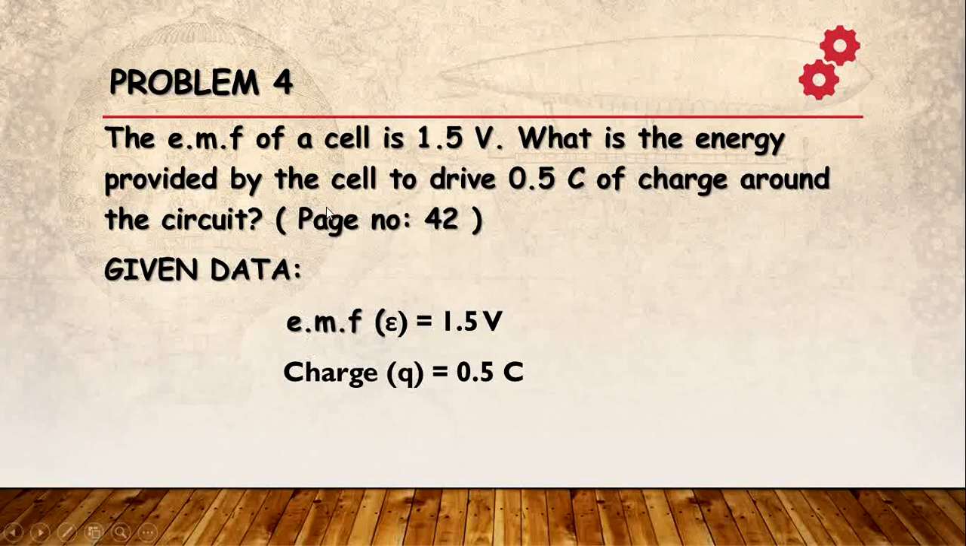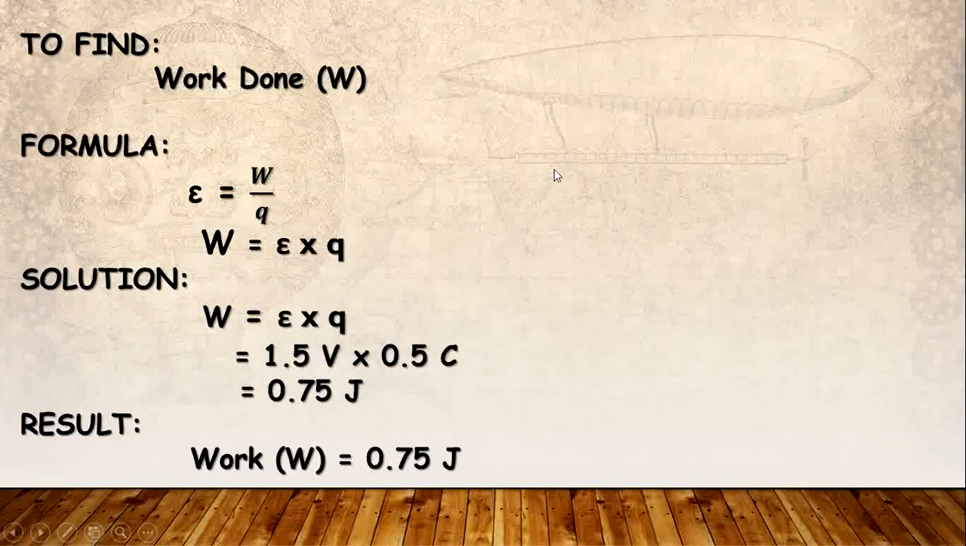Now problem 4 in page number 42. The EMF of a cell is 1.5 volt. What is the energy provided by the cell to drive 0.5 coulomb of charge around the circuit? The electromotive force of a cell is given as 1.5 volt. This electromotive force drives the electric charge of 0.5 coulomb. We have to find out the electrical energy. So we have to find the work done.